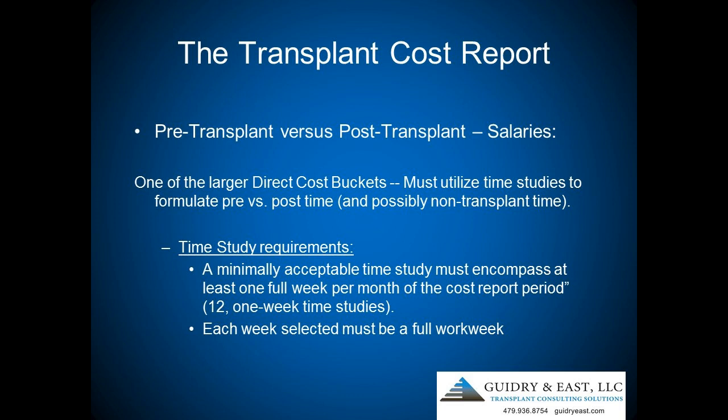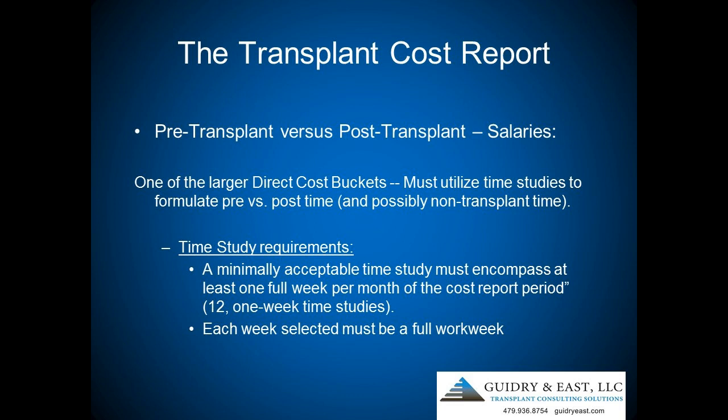So we're going to focus on hospital cost reports and Worksheet A and Worksheet D-4, and touch a little bit on A6. Basically, an important component of the direct costs that is populated on Worksheet A are the salaries. And salaries for organ acquisition reimbursement need to be categorized as either pre-transplant or post-transplant, and sometimes possibly non-transplant time. And the mechanism to establish how to classify these salaries are time studies. Now, this is an area where many hospital transplant centers have difficulty, and so I'd like to go over the time study requirements.